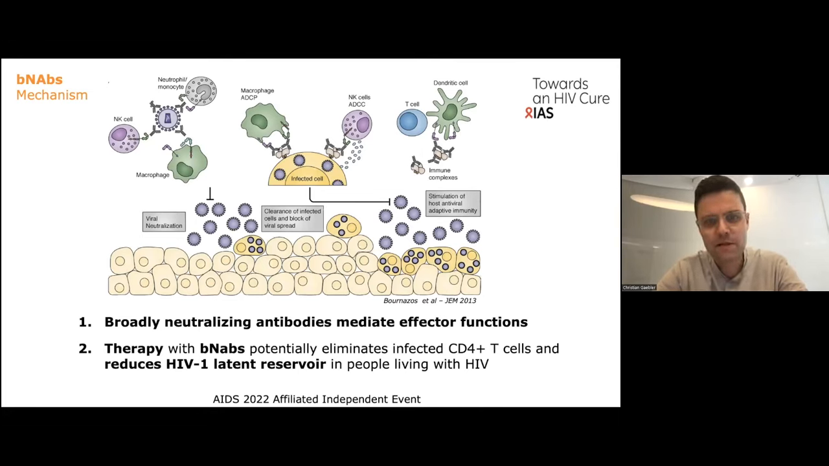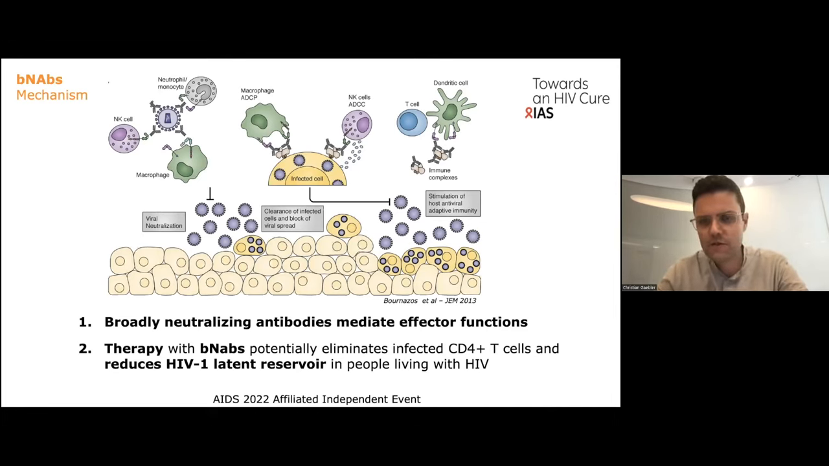But when we look at the middle panel and the right panel, what they can also do, with the Fc portion of the antibody, is mediate effector function. They can engage other parts of the immune system, macrophages and NK cells, which helps detect and potentially clear some of those HIV-infected cells and could potentially reduce the HIV latent reservoir. And more generally, with immune complexes or directly, they can stimulate a host antiviral adaptive immune response.